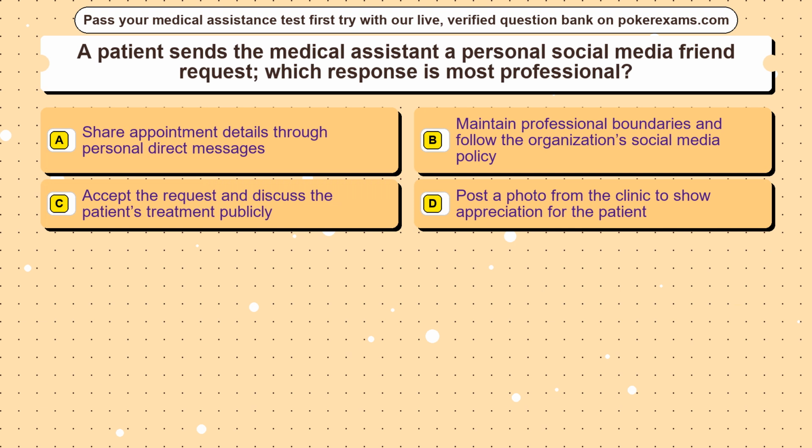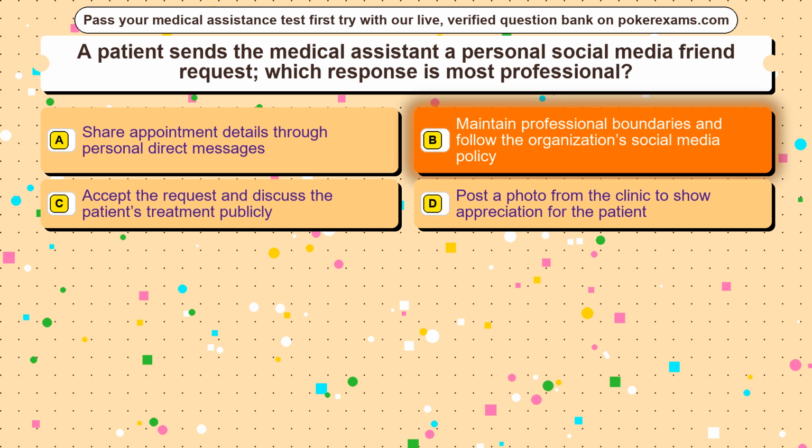Question 22. A patient sends the medical assistant a personal social media friend request. Which response is most professional? Option A. Share appointment details through personal direct messages. Option B. Maintain professional boundaries and follow the organization's social media policy. Option C. Accept the request and discuss the patient's treatment publicly. Option D. Post a photo from the clinic to show appreciation for the patient.